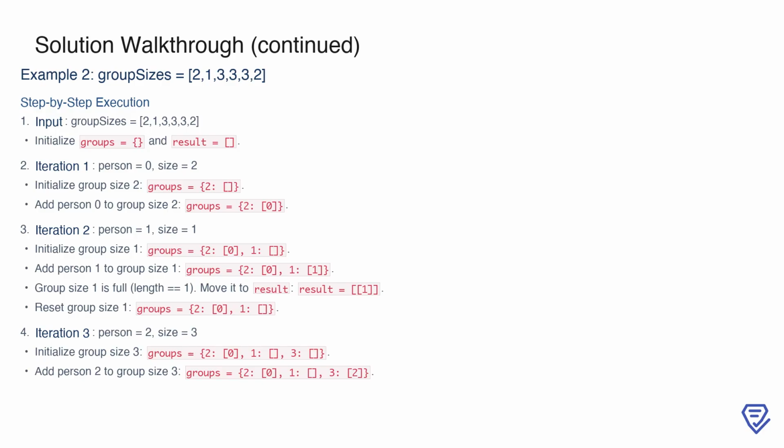Next, for person 1, who has a group size of 1, we initialize group size 1 in the dictionary and add person 1 to it, updating groups to 2, 0, 1, 1. This group is now full, so we move it to the result list, resulting in result equals 1. We then reset group size 1 in the dictionary, leaving groups as 2, 0, 1. For person 2, with a group size of 3, we initialize group size 3 in the dictionary and add them to it, so groups becomes 2, 0, 1, 3, 2.